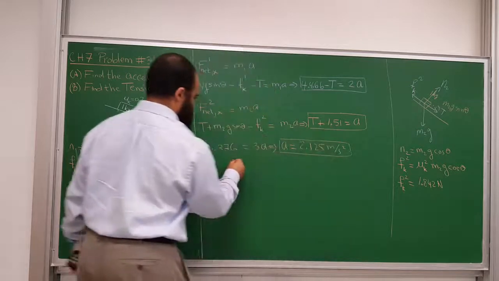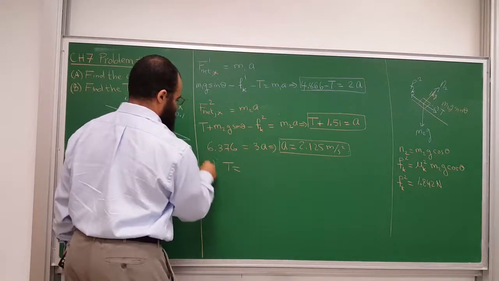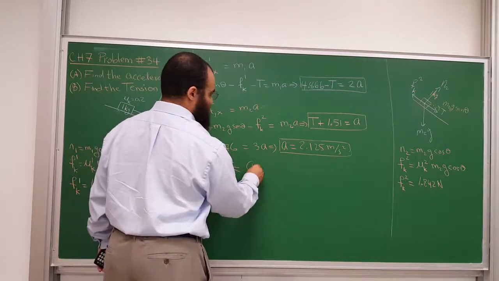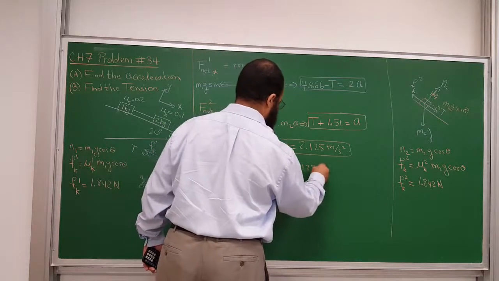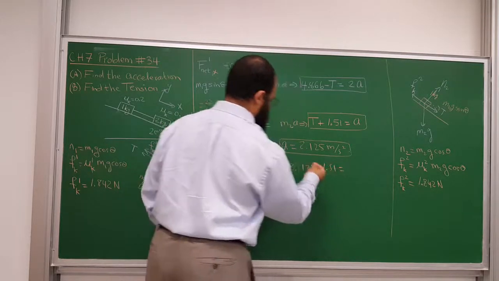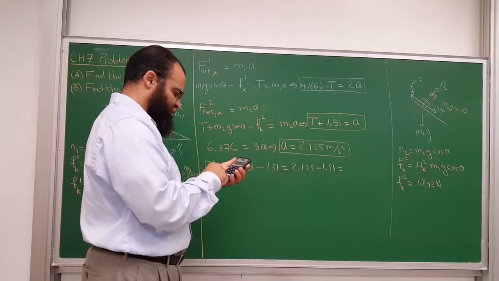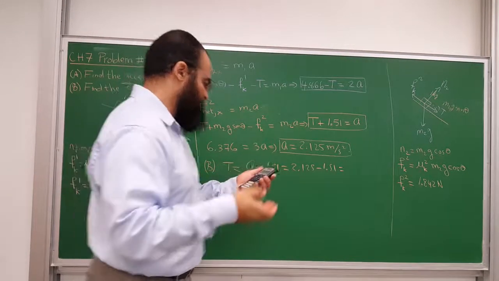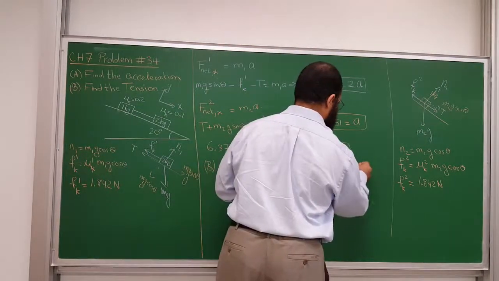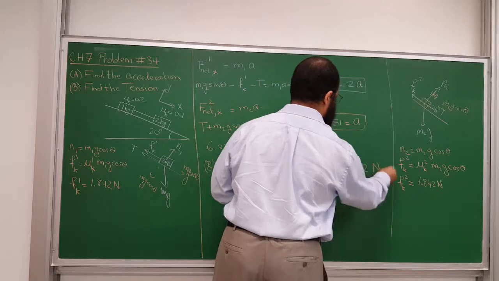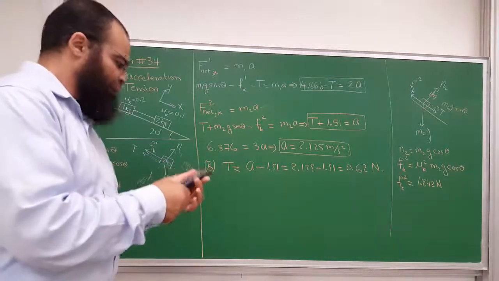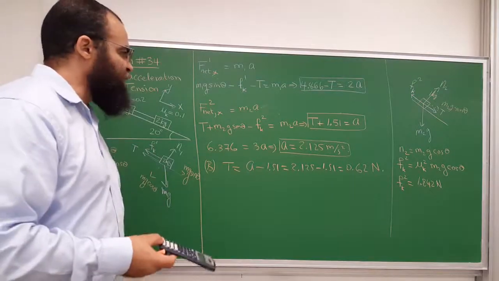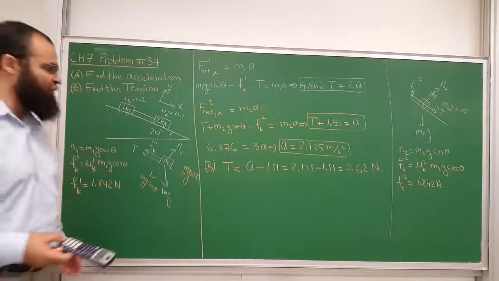So the tension, this is for part B, will just be the acceleration, whatever it is, minus 1.51. And so I have 2.125 minus 1.51. And so the tension will be 0.615, about 0.62 newtons. And let me also double check that number. Yeah, they have 0.61. They probably rounded. We didn't round much. Okay, so whatever it is, that is the case. The important part is the process of the problem solving.